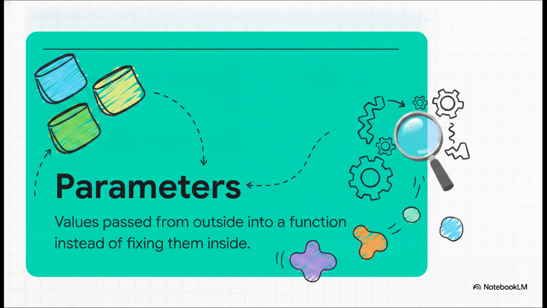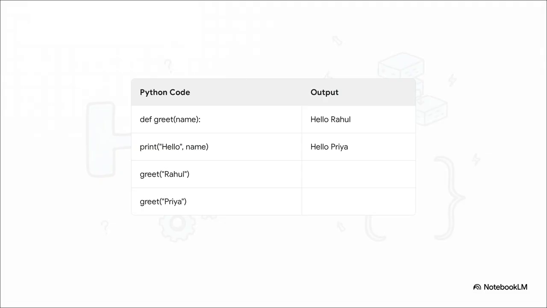The placeholders waiting inside the function, those are called parameters. And the actual data values you send into the function, those are called arguments. Check out the code on the screen here. We have def greet name. Name is our parameter. Now, when we call greet Rahul, greet Priya, and greet Sandeep, those specific names are our arguments. We're using the exact same function over and over again, but it's working dynamically with different names to give custom outputs. That right there is the true power of parameters in action.